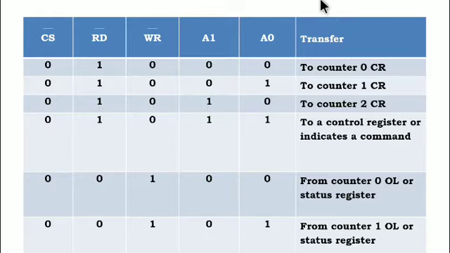The address lines A1 A0: 00 means counter 0, 01 means counter 1, 10 means counter 2, and 11 means control word register. So this is a very important control word format. The address lines A0 and A1 of the CPU are usually connected to the lines A0 and A1 of the 8253 or 54, and the chip select is tied to the decoded address. The control word register and the counters are selected according to the signals on lines A0 and A1. So already we have discussed this format.